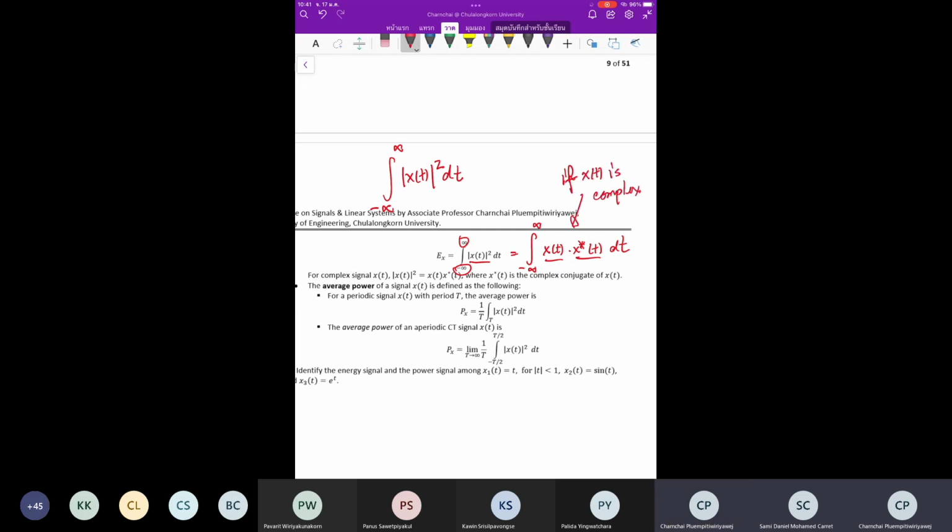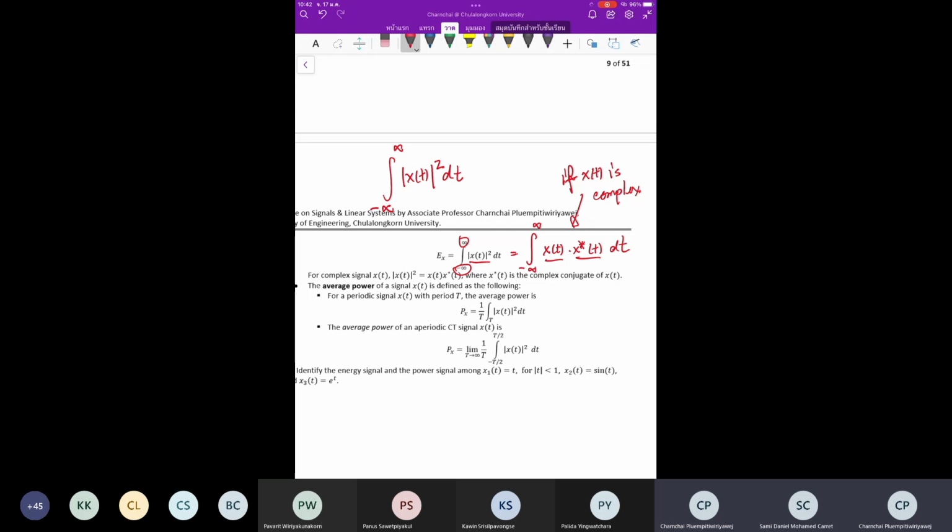It's going to be the integral of x times x conjugate dt. This is the equation for the energy of x. Normally we're going to encounter this when we learn the Fourier transform. In the frequency domain, you're going to have complex energy. Find the complex through the frequency domain.